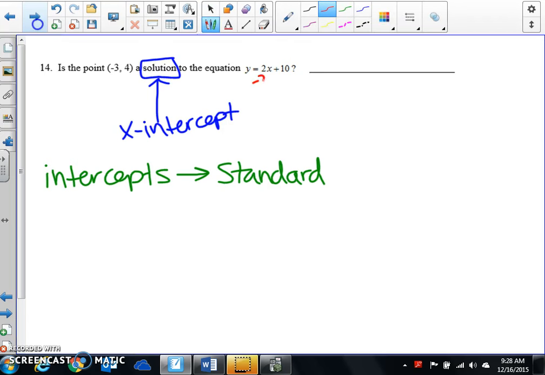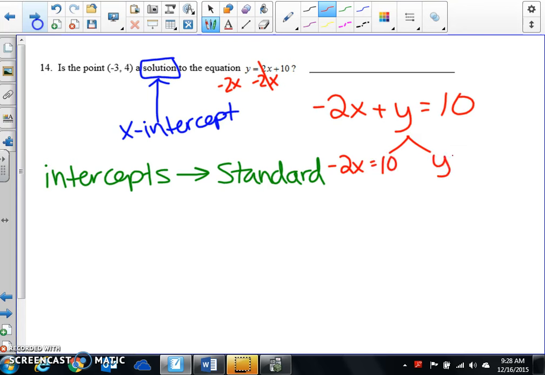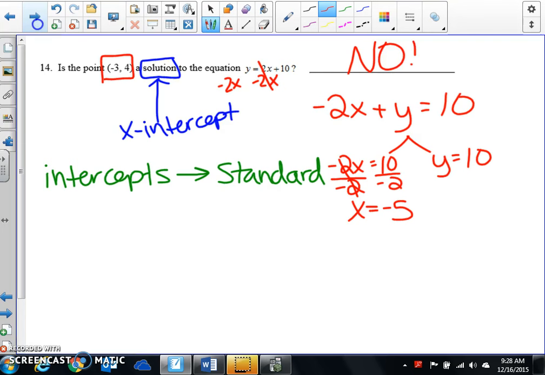So I need to do that by subtracting 2x on both sides. And I have negative 2x plus y equals positive 10. Now I can break it up. This is negative 2x equals 10 and y equals 10. I'm only worried about the x because that's the x-intercept. So I'm going to divide both sides by negative 2. X equals negative 5. And that is not the same point as that. So no, that is not the solution.